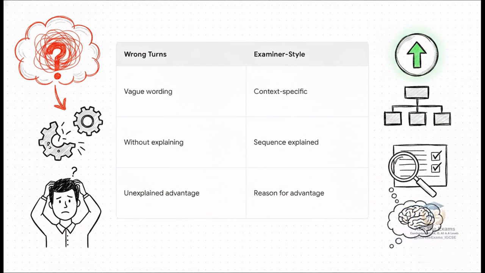Look closely at this comparison. In column 1, we have the classic wrong turns: vague wording, generic application, naming a device without explaining how it works. In column 2, we have the examiner-style performance: hyper-context-specific answers, every single step of the sequence explained, and crystal-clear reasons given for every advantage.